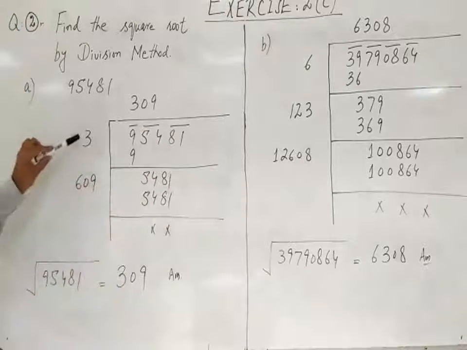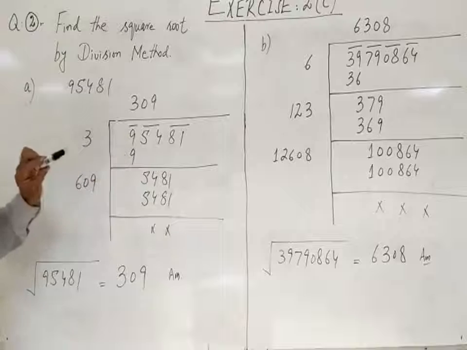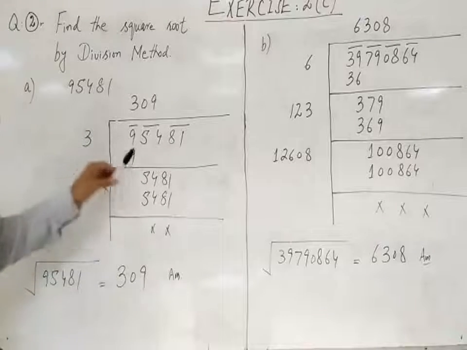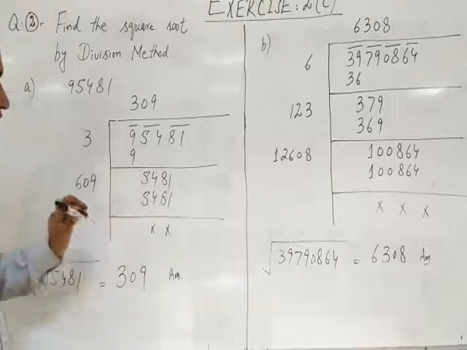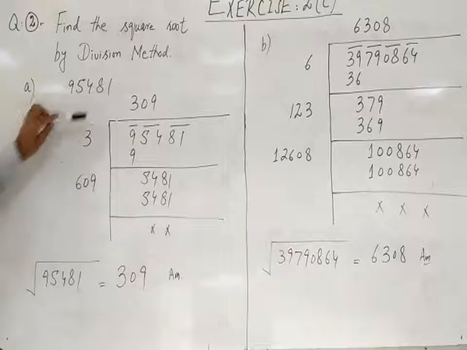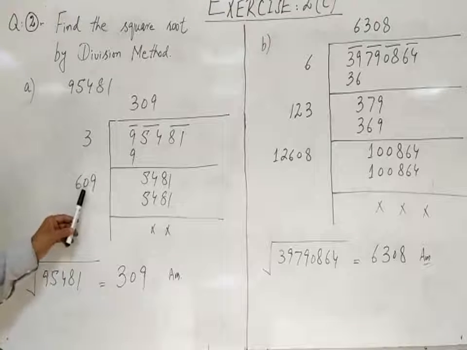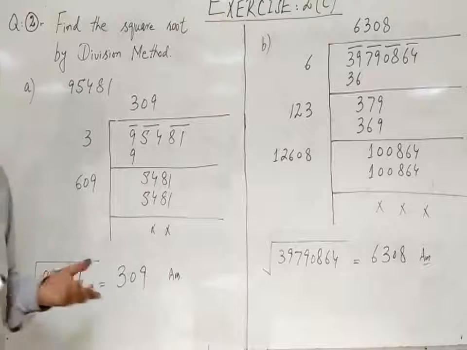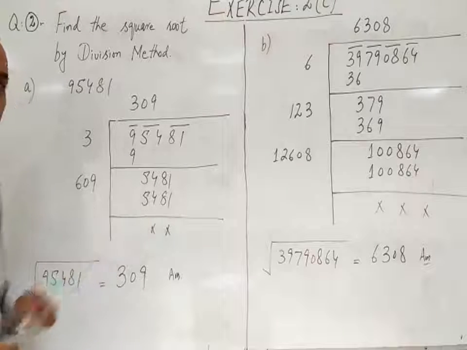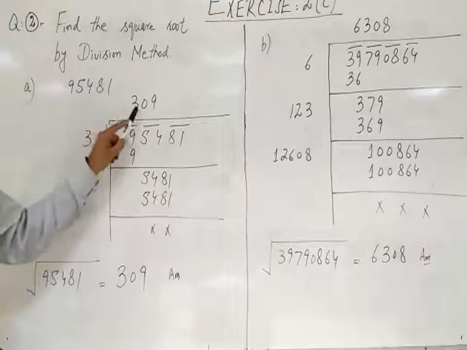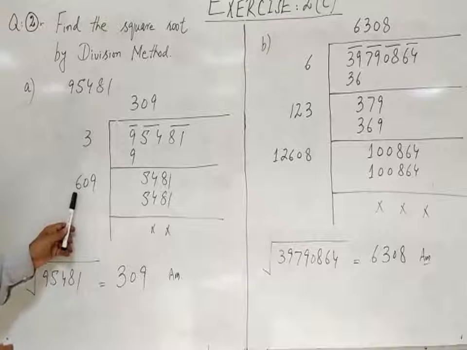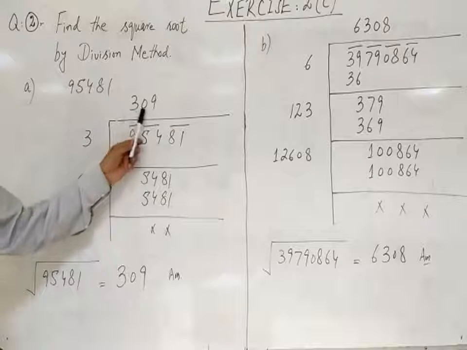So we multiply 3 with 3, we get 9, and when we subtract we get 0. We drop the next pair 54 over here, and then 3 plus 3 is equal to 6. Now, if we put any number over here, that will be greater than 54. So, we can't divide this number by the greater number. So, we put 0 over here and place 0 over here. So, now we get 60 and here 30.